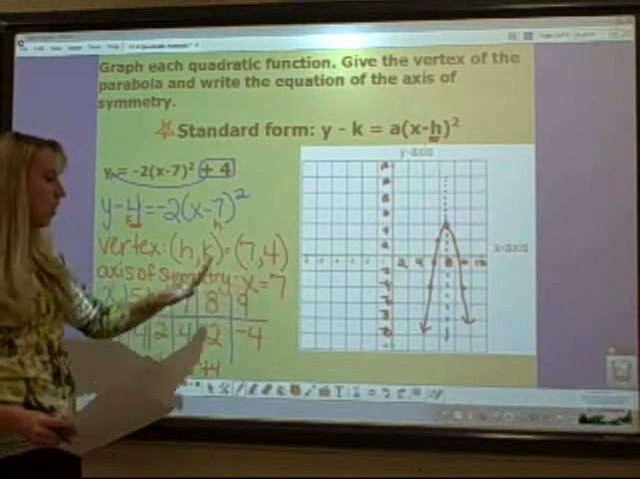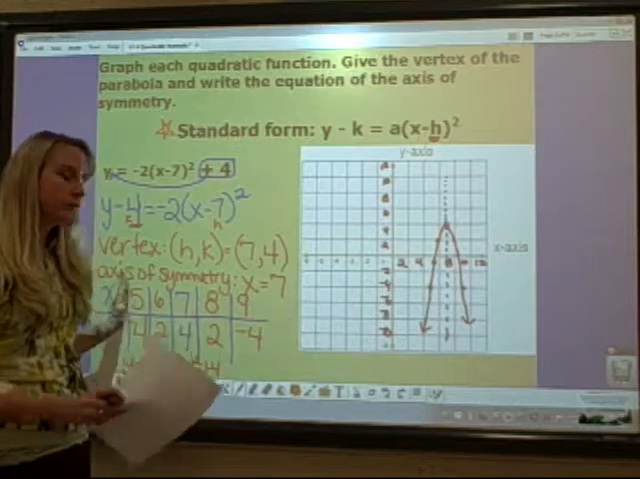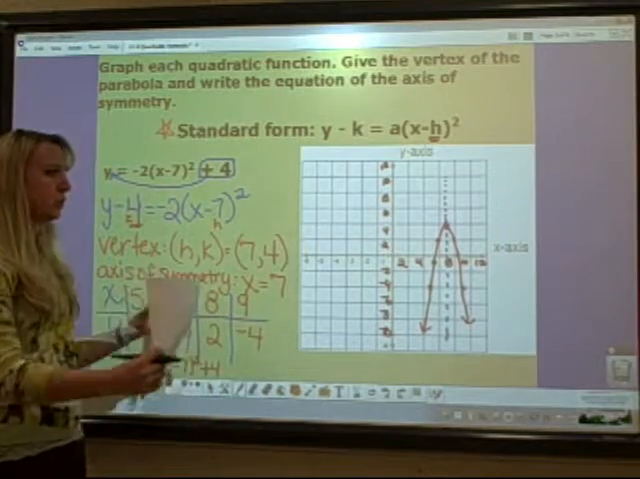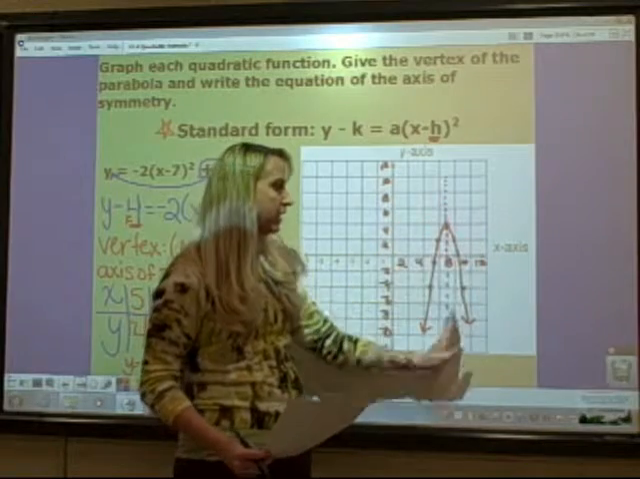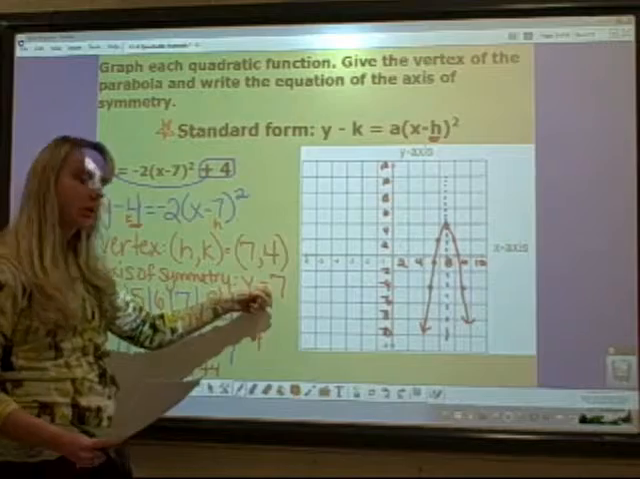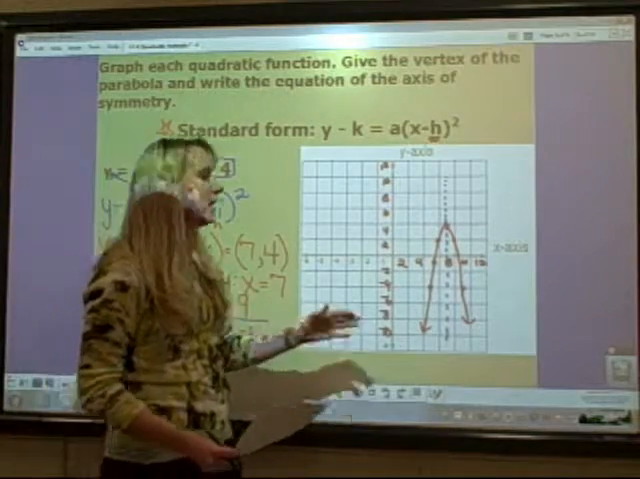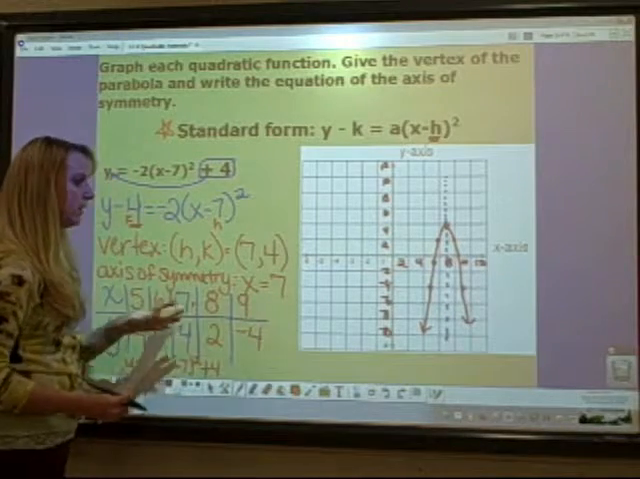Once you find that vertex, you can build your XY table off of that vertex so you know you're getting the symmetry. That symmetry being around that line of symmetry, which is just your x value, because an x equals a number is a vertical line, and that parabola can fold around that vertical line. So just x equals your x value.